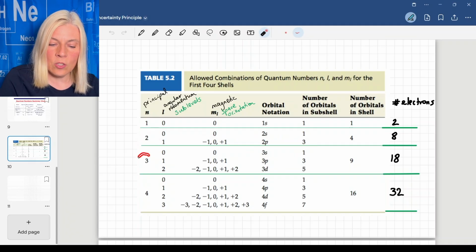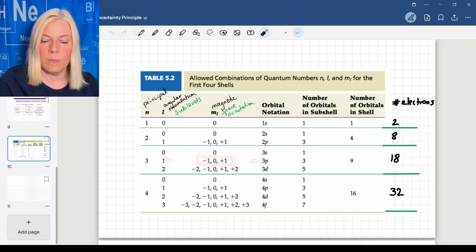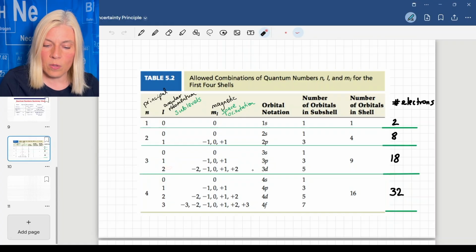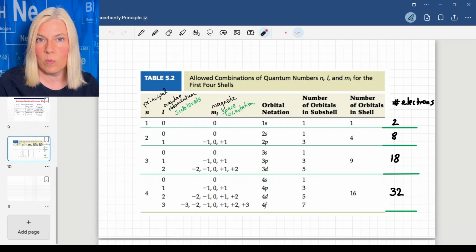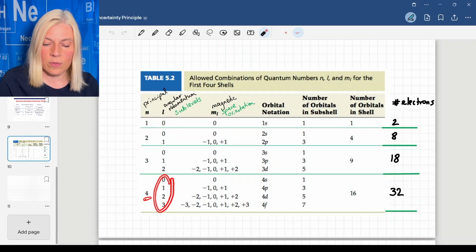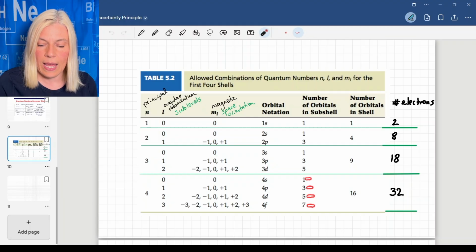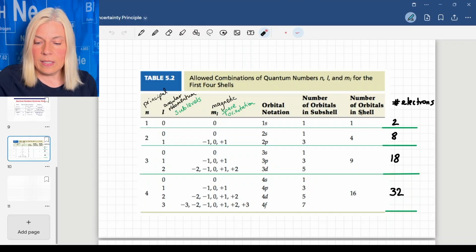Now energy level 3 can have 3 sublevels. Here 0 corresponds to s, 1 corresponds to p, with 3 different ways of putting p in space. 2 will correspond to d orbitals, and there are 5 ways of putting them in space. This is why we have 5 d orbitals. Energy level 4 has 4 sublevels, and we have 1 s orbital, 3 p, 5 d, and 7 f's. Now, this is your total number of orbitals if you add these numbers together.